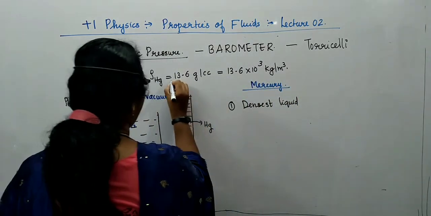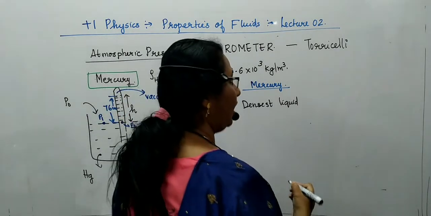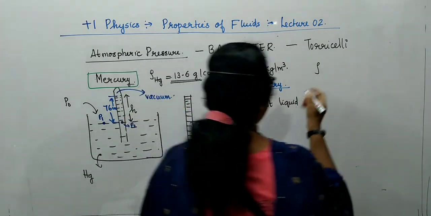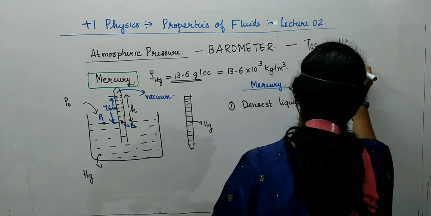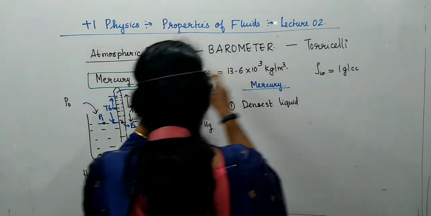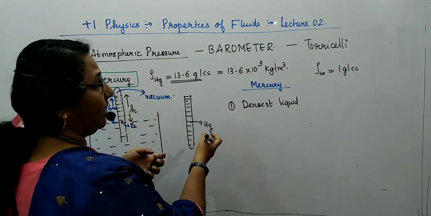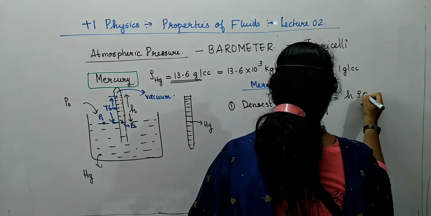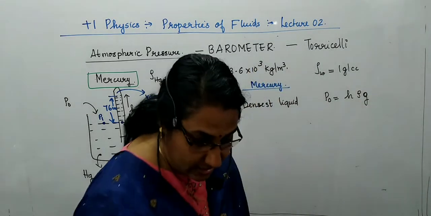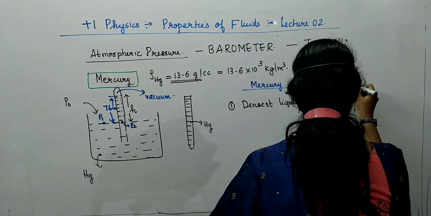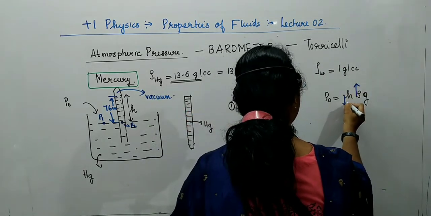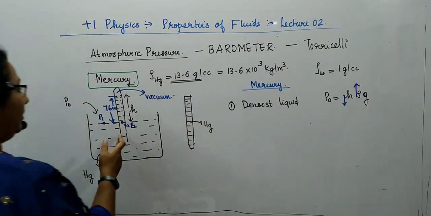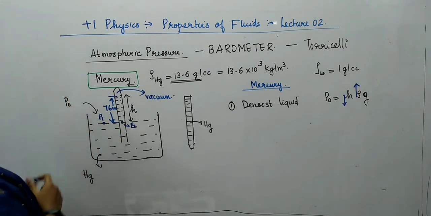What is the density of mercury? 13.6. Okay, and if we take water instead of mercury, what is the density of water? 1 gram per cc. The density of mercury is 13.6 times greater than that of water. So what happens? We have taken the pressure as h rho g. Okay, if the density is greater, the height of the tube required will be very small, so that we can conveniently take a tube and find the pressure.